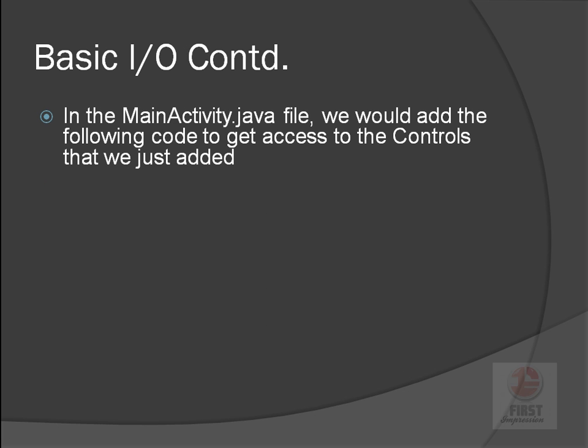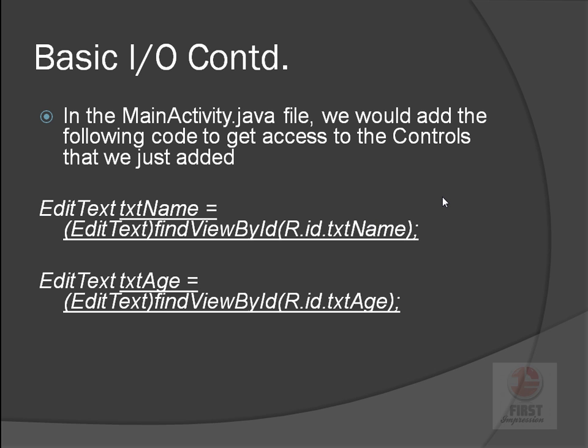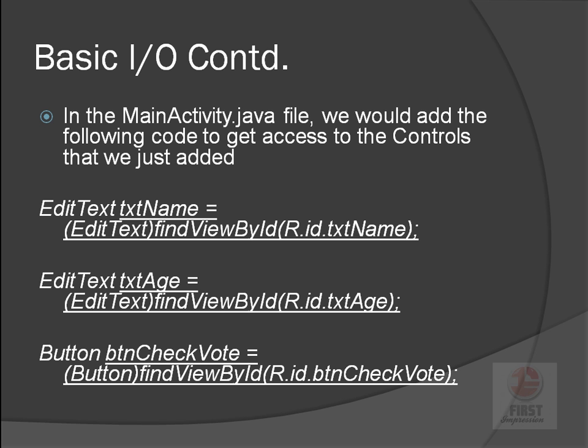Now, in the MainActivity.java class, we have to get the reference to all the controls. That is step one of every project. So how do we get the reference to controls? We say EditText, that is the control type, txt name equals EditText, findViewById R.id.txt name. This txt name is the id of the control that we had given in the previous slide. Then similarly we will go for txt age and we will go for the button btn check vote.